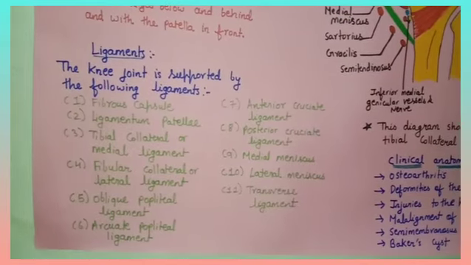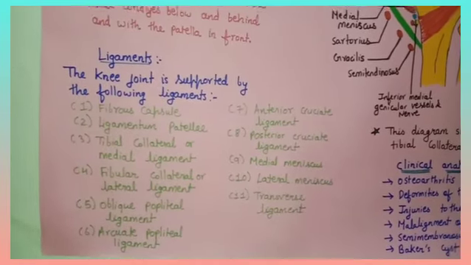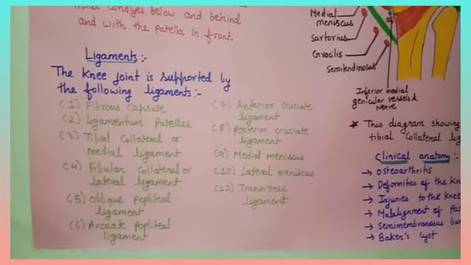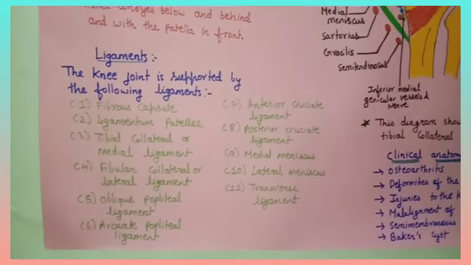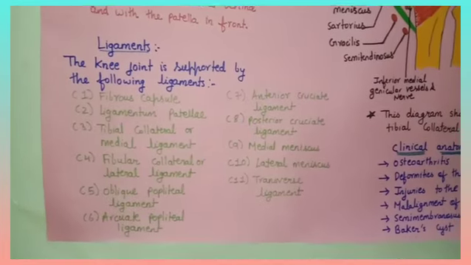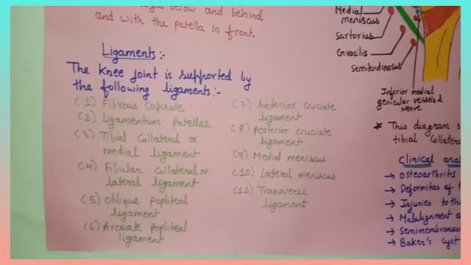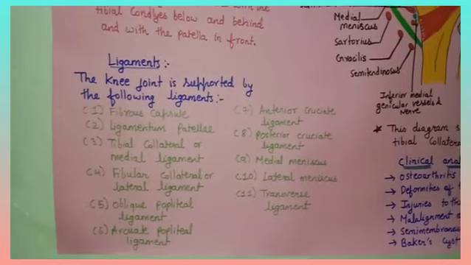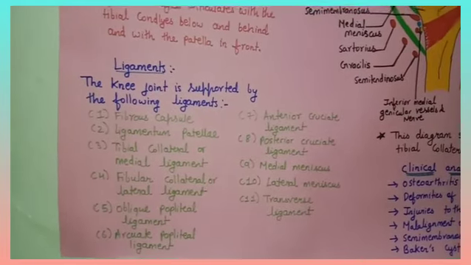Now third, tibial collateral or medial ligament. This is a long band of great strength. Superiorly, it is attached to the medial epicondyle of the femur just below the adductor tubercle. Inferiorly, it divides into anterior and posterior parts.